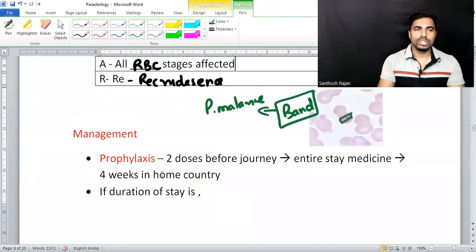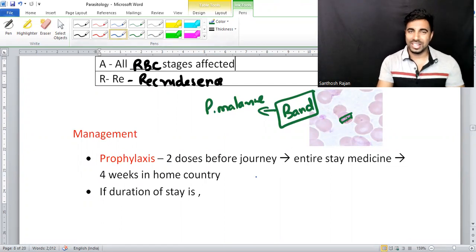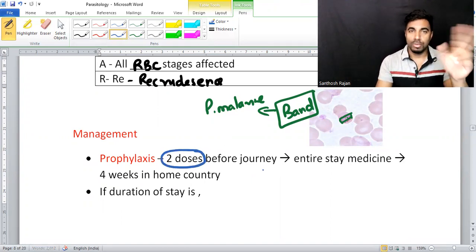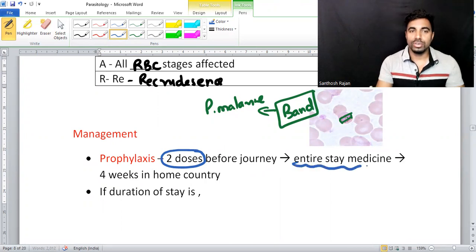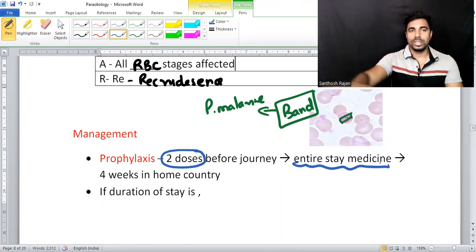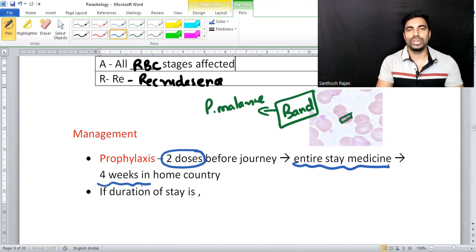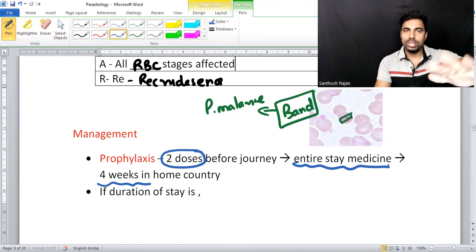Then management, of course, you know the treatment, I'm not going to talk too much about it. So prophylaxis, usually 2 doses. You give 2 doses before the journey. Whenever the patient is traveling to India or Africa, wherever malaria is common, he has to take 2 doses before the journey. Then during the entire stay in India, he has to continue the medication. And after leaving the country, when he goes back to his home country, 4 weeks of medication there too. Two doses before, continuous during, and 4 weeks after.